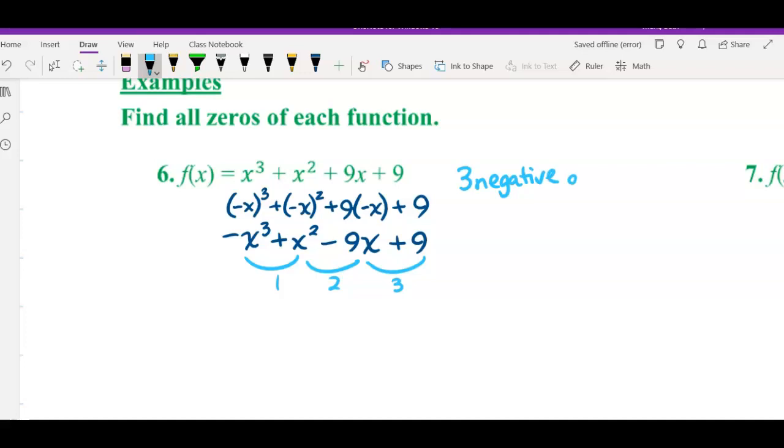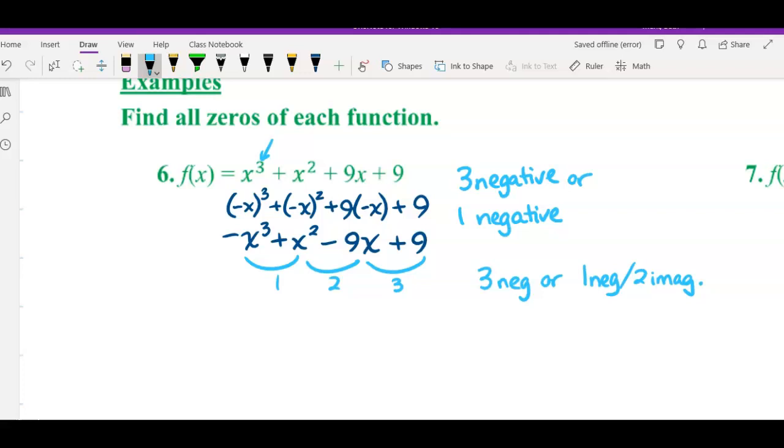or 1 negative zero. Remember, I should have a total of 3, so I might have 3 negative, or I might have 1 negative with 2 imaginary. So that means I'm going to take my list of possible rational roots, and I really only need to check some of the negative ones because of Descartes' rule of signs.